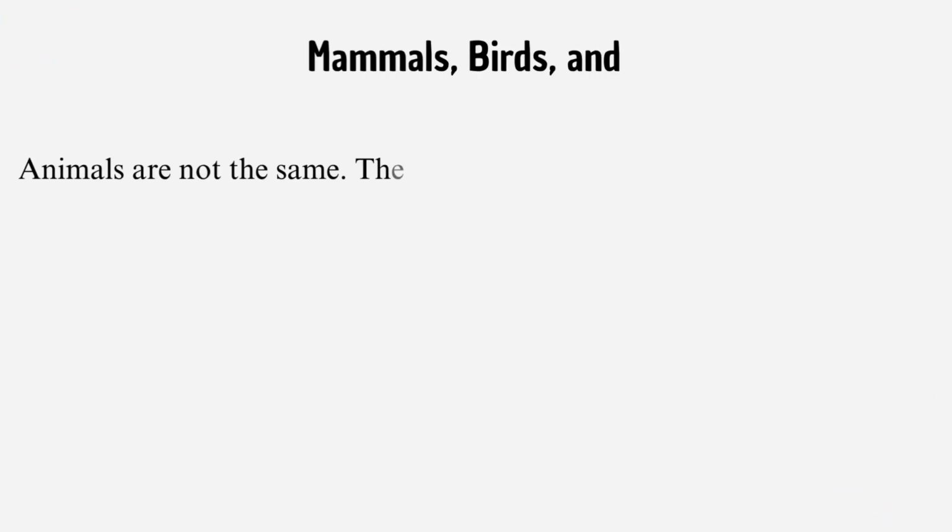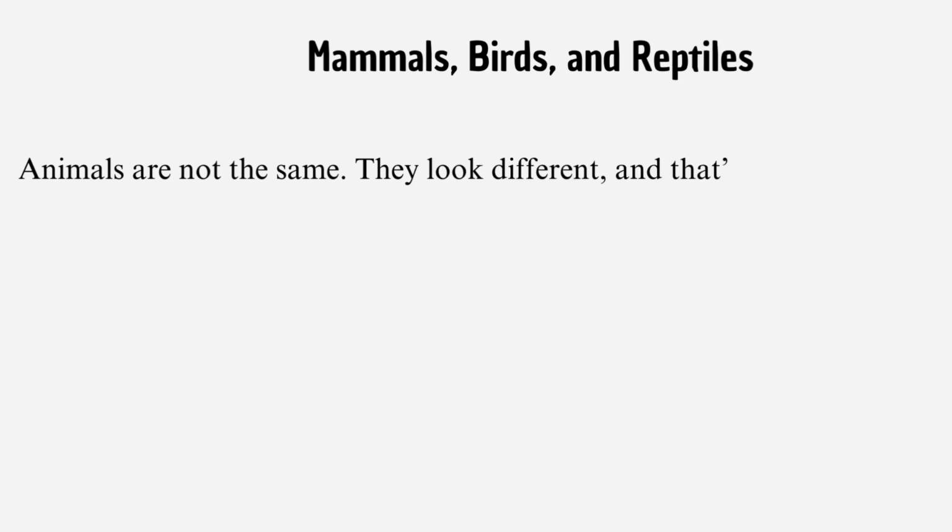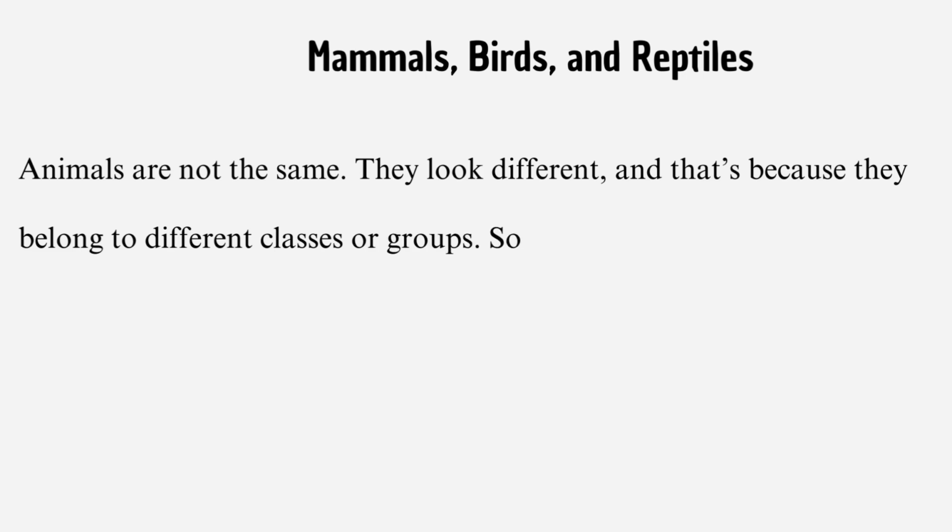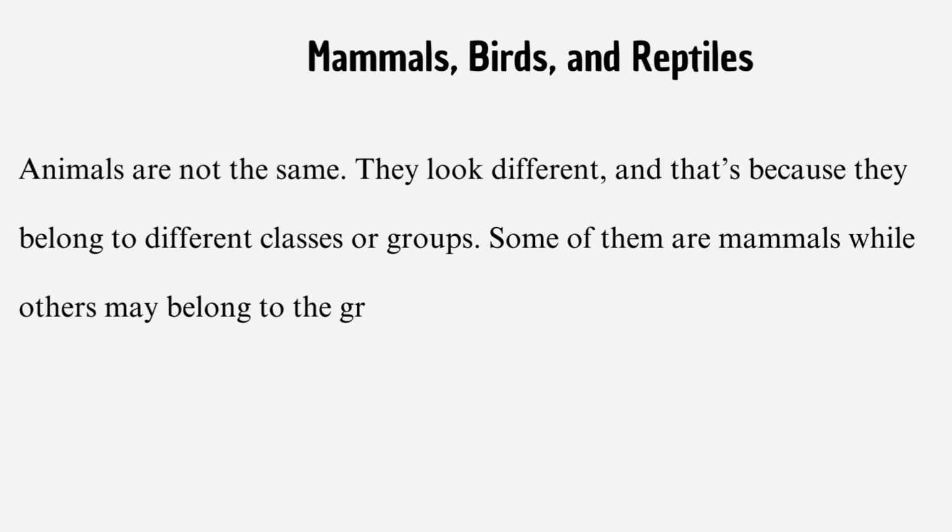Mammals, birds, and reptiles. Animals are not the same. They look different, and that's because they belong to different classes or groups. Some of them are mammals while others may belong to the group of birds or reptiles.